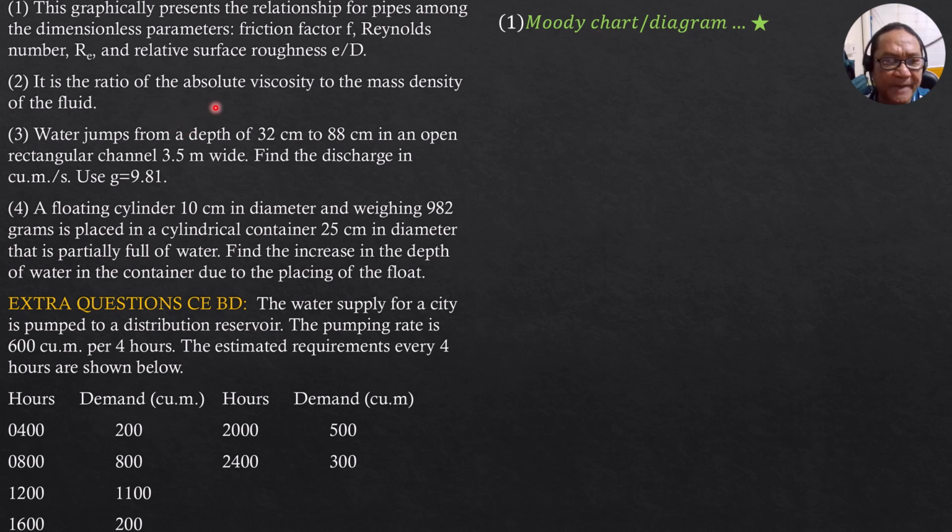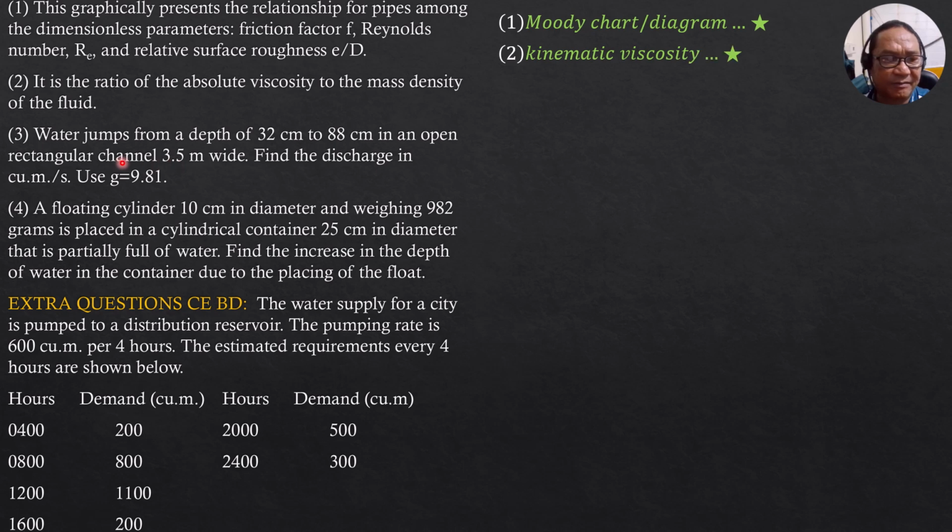It is the ratio of the absolute viscosity to the mass density of the fluid. So viscosity, or kinematic viscosity, or absolute viscosity, or coefficient of viscosity divided by the mass density of the fluid is called kinematic viscosity.